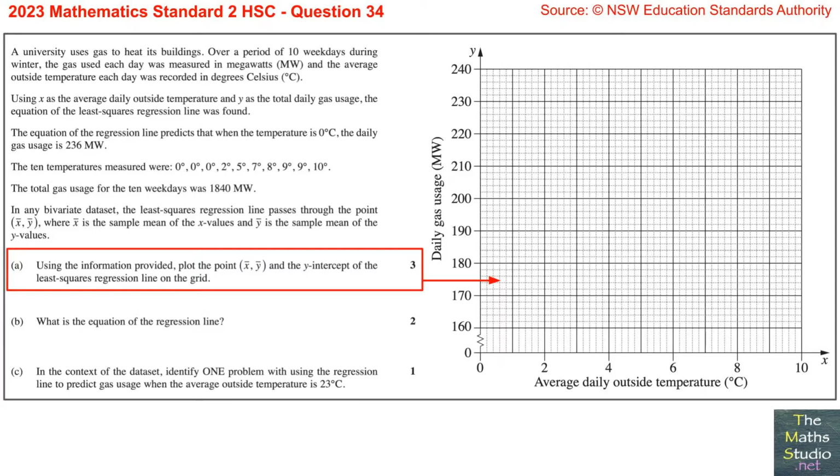Part A. Using the information provided, plot the point x bar, y bar and the y-intercept of the least squares regression line on the grid.